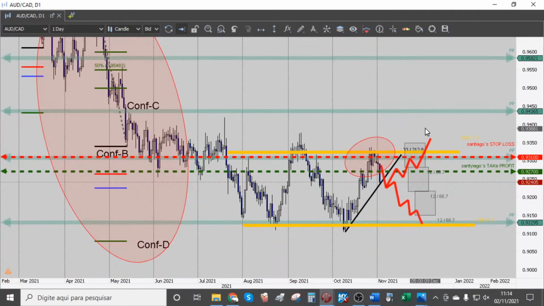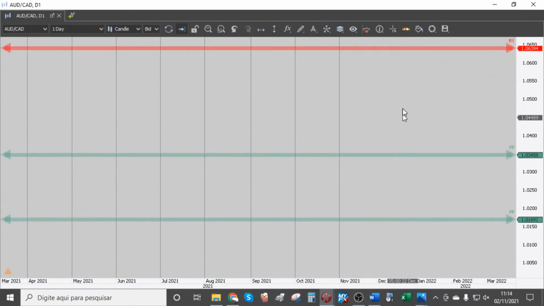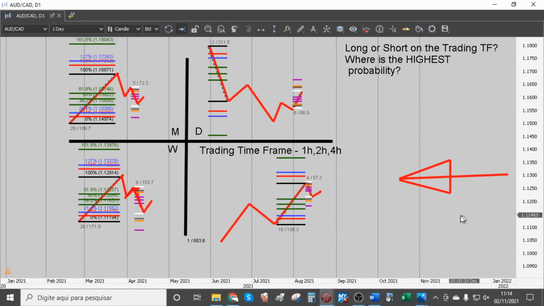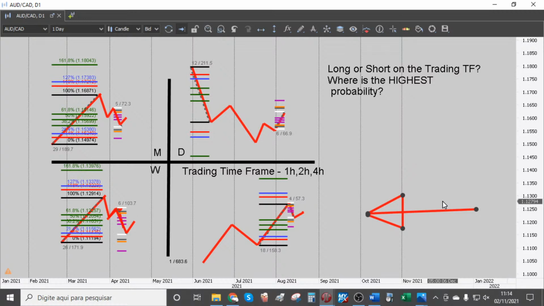Everybody, why is AUD CAD pushing down? It's because of what we are learning today. Not to mix apples and bananas. Sure, we have different patterns, but the Fibonaccis are dictating.